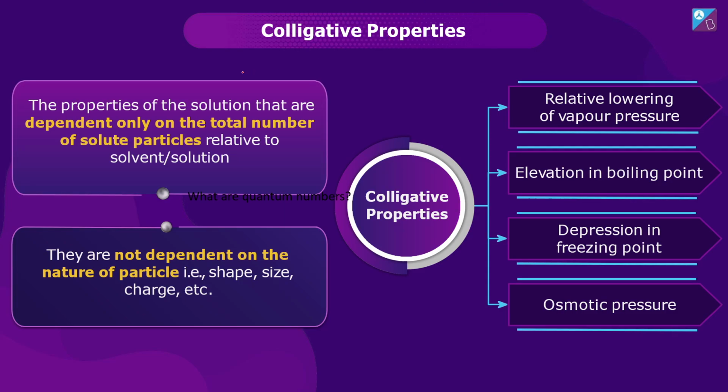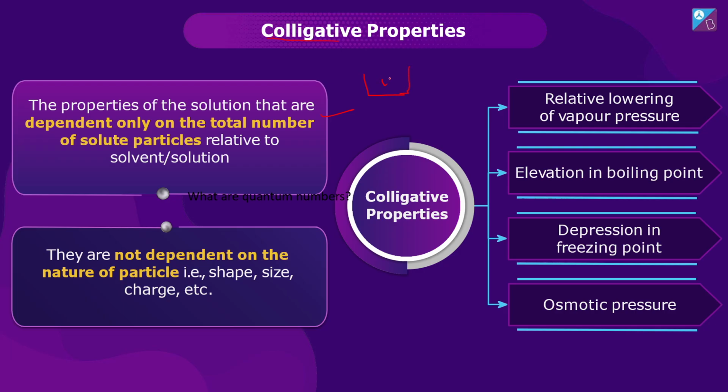Hello students, today we are going to discuss colligative properties. What does it mean by colligative property? Colligative properties, which depend only on the number of solute particles and not on the nature of the solute particles, are known as colligative properties. This is a solvent.